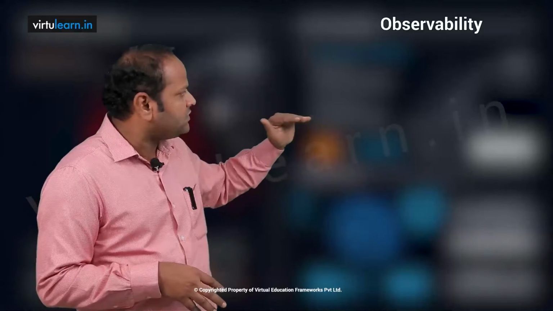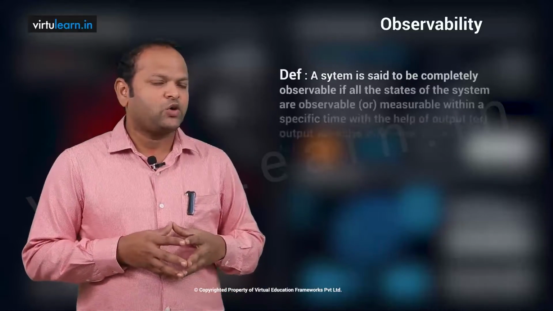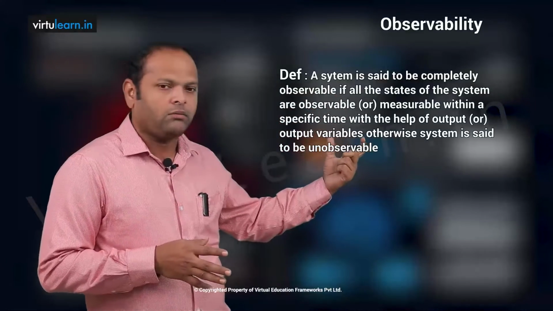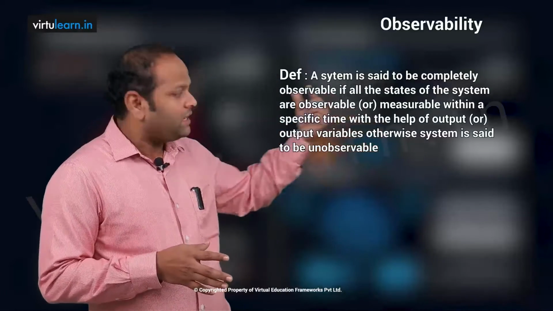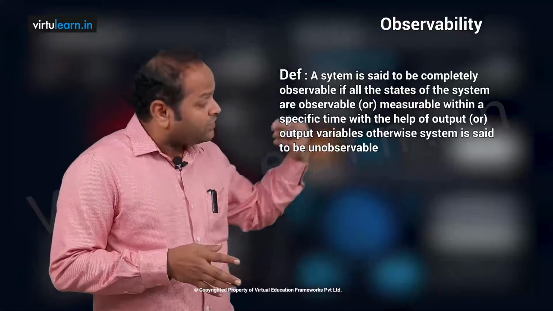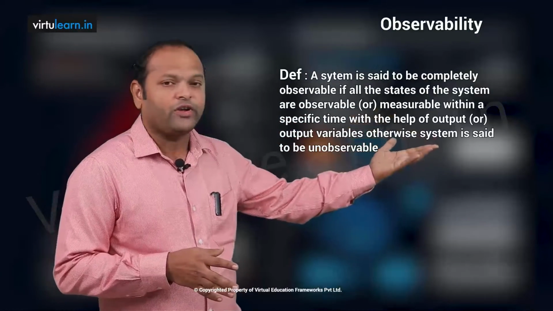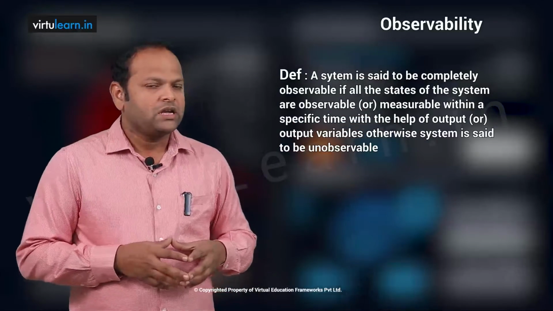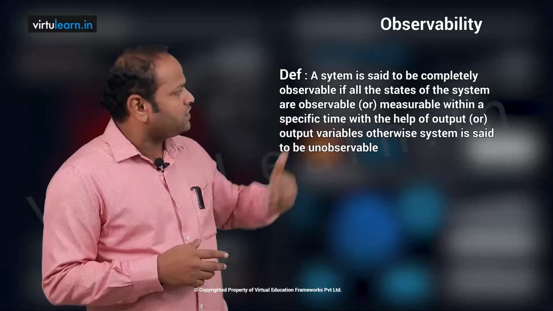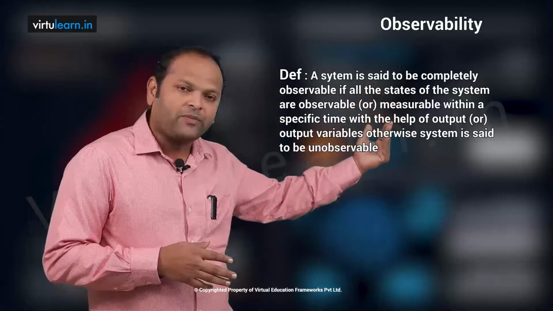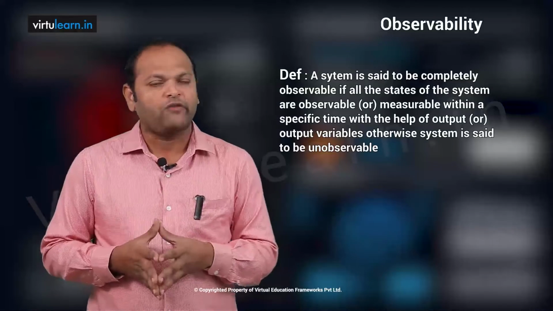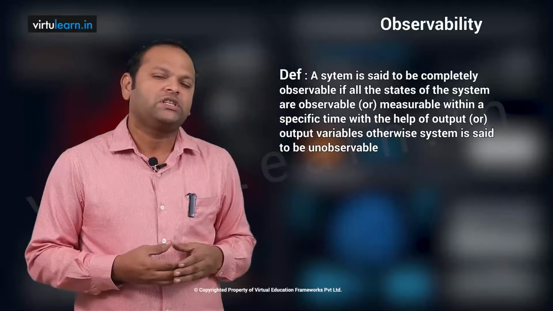Similarly, we have another concept called observability. The definition of observability goes like this. A system is said to be completely observable if all the states of the system are observable, meaning measurable, within a specified time. With the help of the outputs, by observing the output variables, we say the system is observable. Otherwise the system is unobservable. In this case, I want to measure outputs, and from the outputs, can we derive the states of the system, whether all my states are observable or not? Can we find the states from the available outputs, which is called observability.